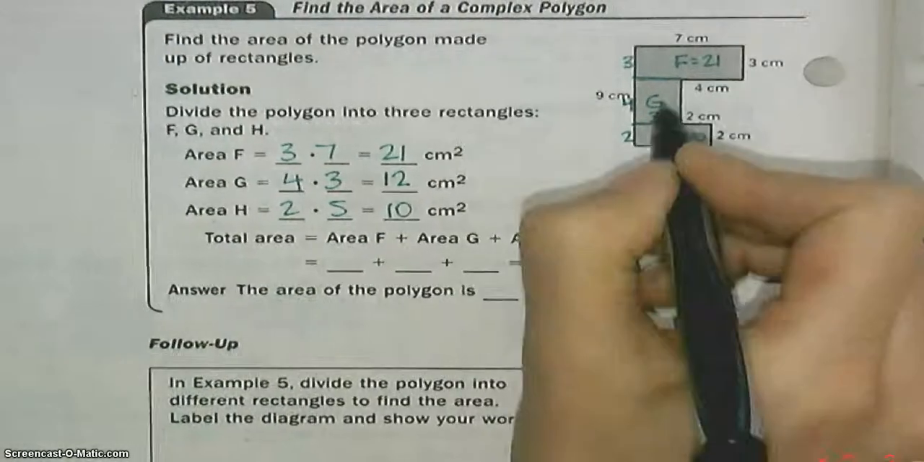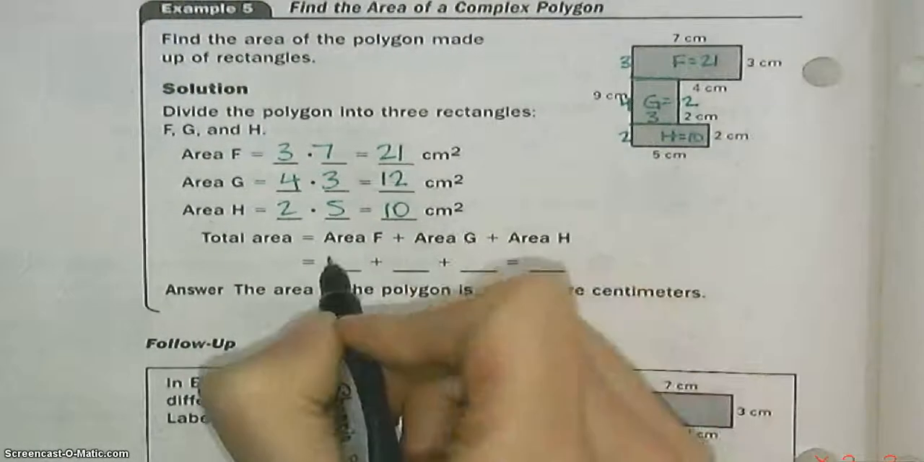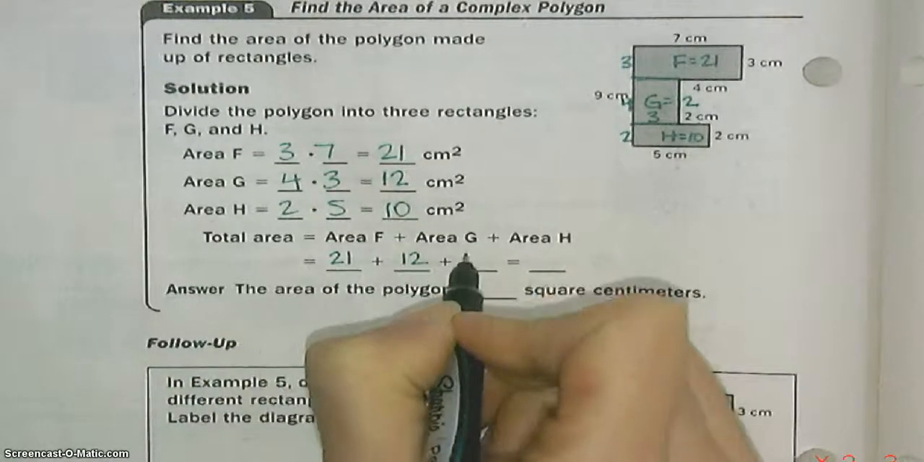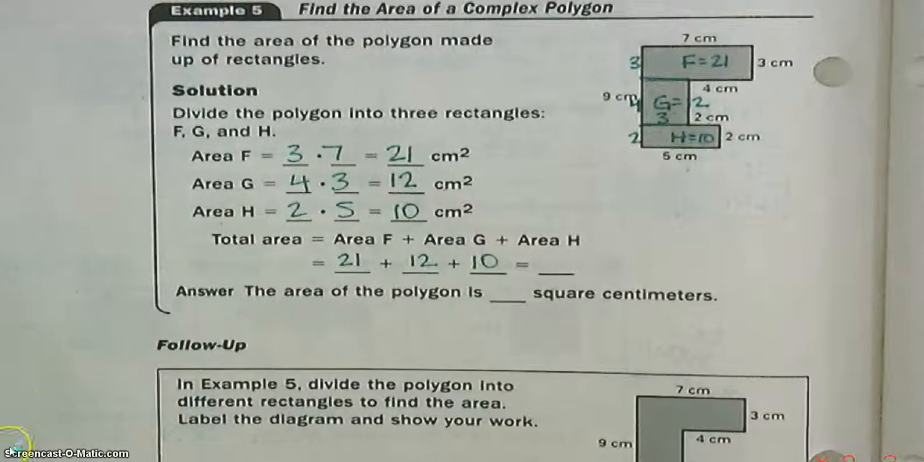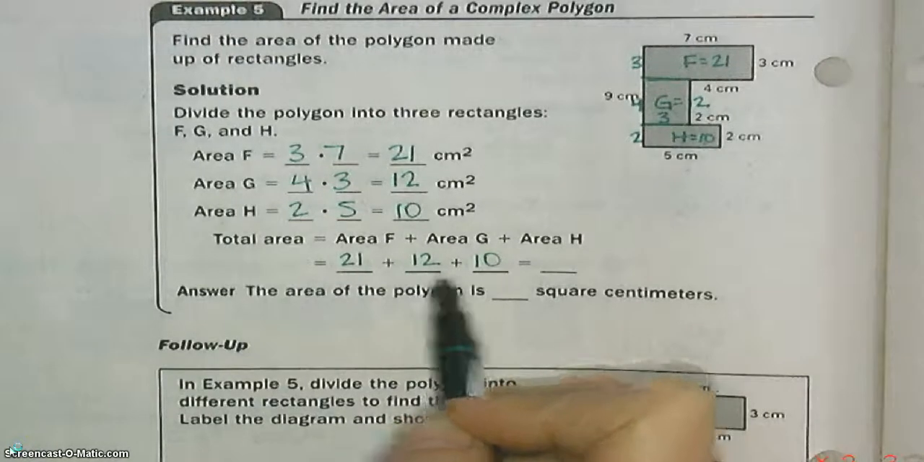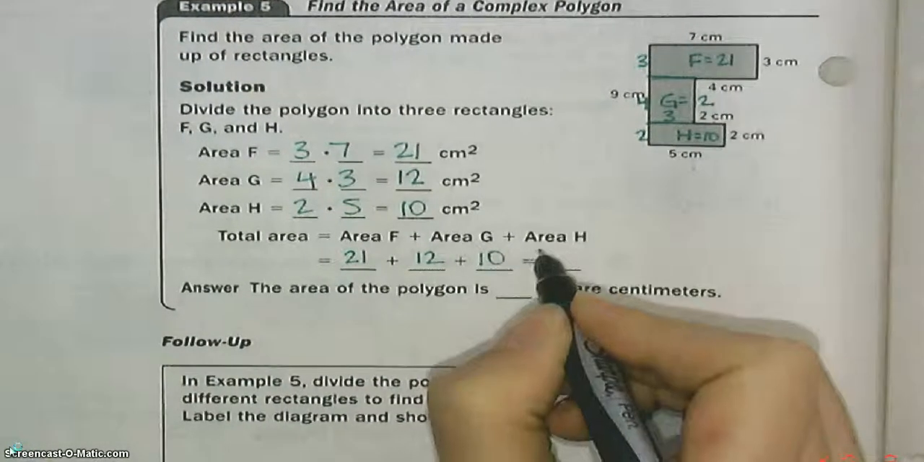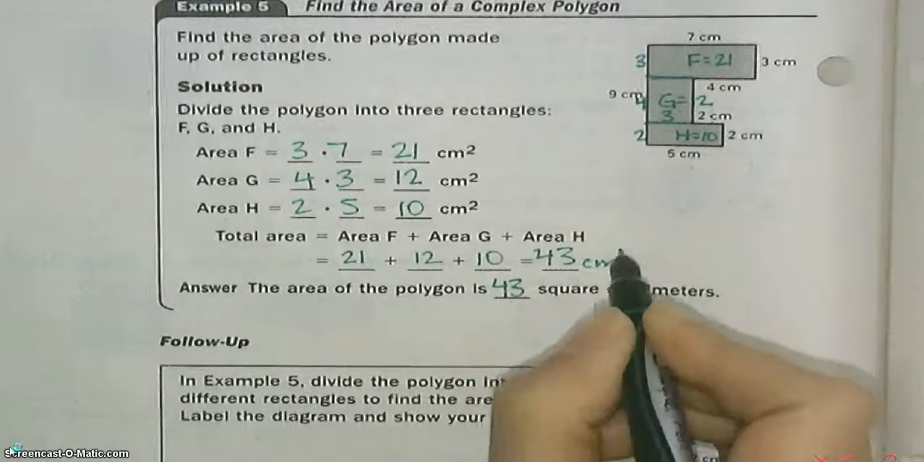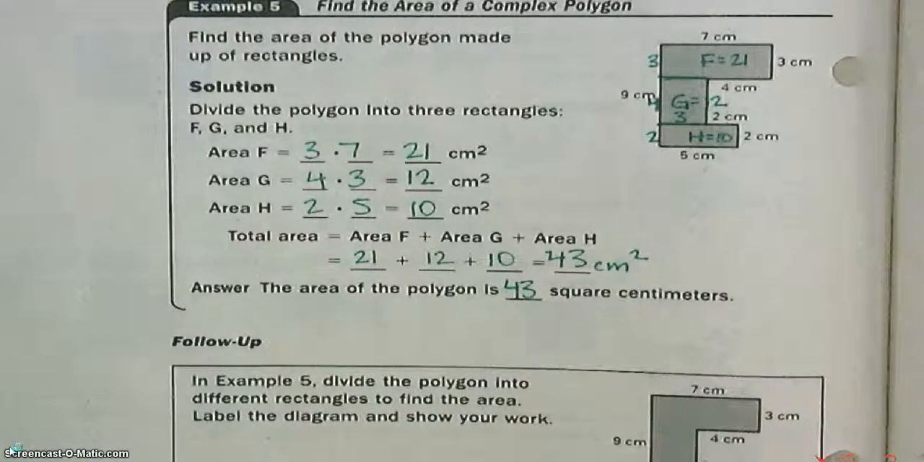So now we just have to add this all up. 21 plus 12 plus 10. Well, 21 plus 12 is 33. 33 plus 10 is 43. 43 centimeters squared.